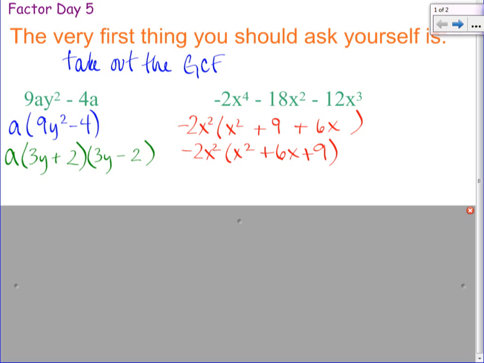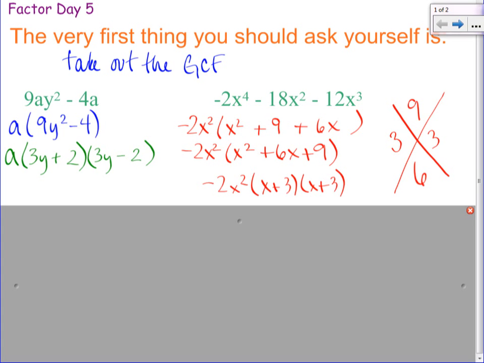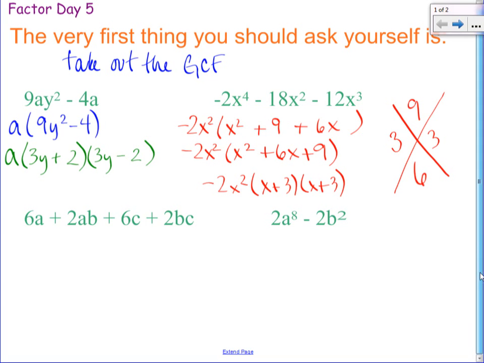Okay, so now in the parentheses we have three terms. What do we always do when we have three terms? Draw an x. Yep. Hey, what goes on top? Yep, because it's a times c and 1 times 9 is 9. On the bottom? 6. What multiplies to 9 and adds to 6? So now we have our answer, x plus 3, x plus 3. Questions? Okay.